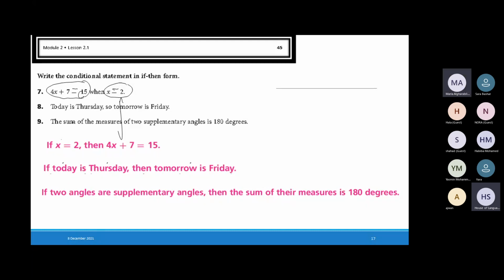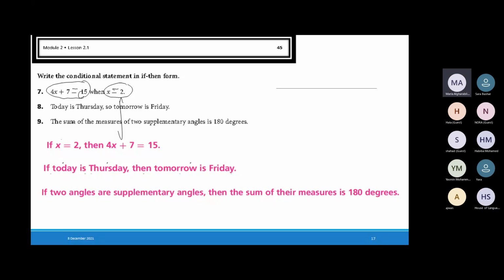But the last one, teacher, it can be both ways. Like if the sum of the measures is 180 degrees, it is going to be supplementary, and also the opposite. It can be both. No. See, sometimes here, if the sum of the measures is 180, sum of what? It could be the sum of 2 or 3 angles. So you have to write what is the reason and what is the conclusion. If 2 angles are supplementary, that means their summation is 180.